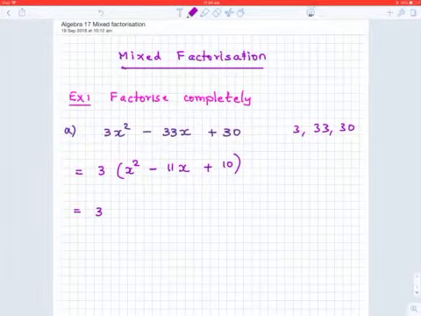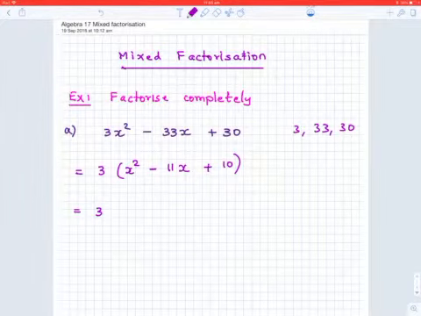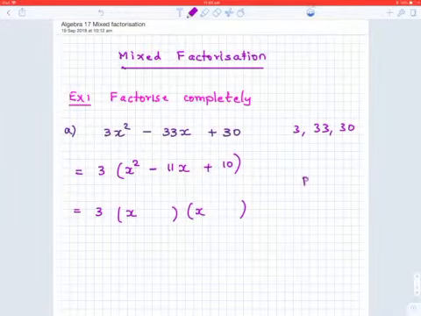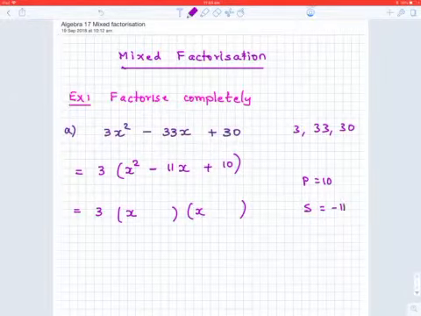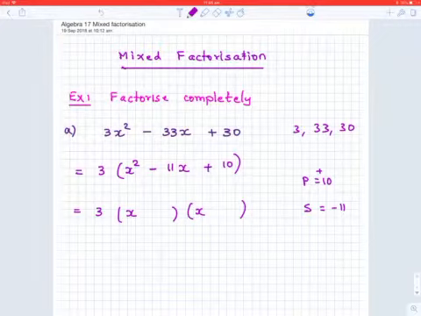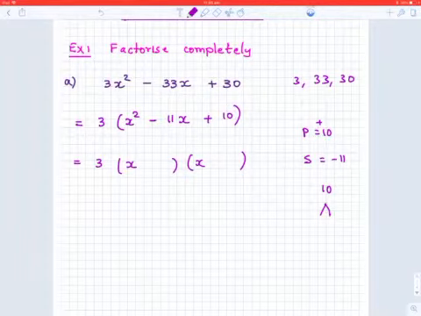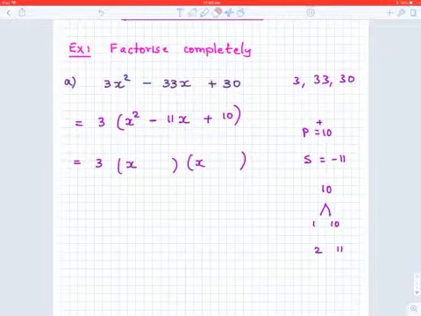Okay, so now the question becomes much easier to do. Now you have the 3. This is a trinomial with coefficient 1 for x square. That means obviously you're going to have a double bracket. Of course, the first term is x in both the brackets. Now, the product is 10 and the sum is minus 11. When the product is 10, it's plus 10. So that means you have to find factors of 10 that add up to minus 11.